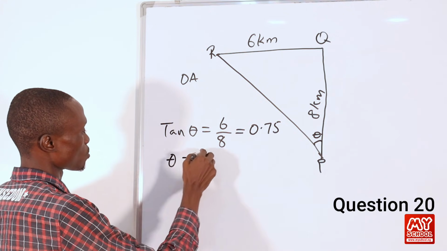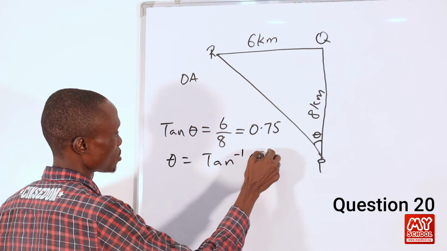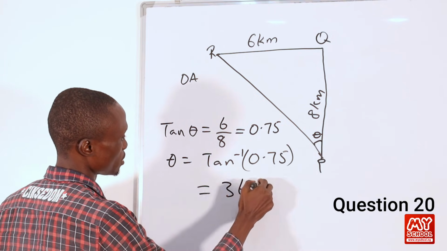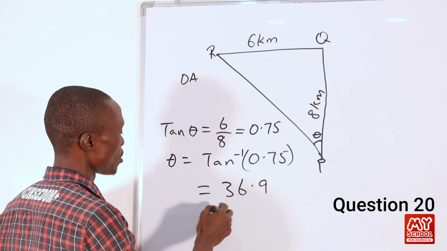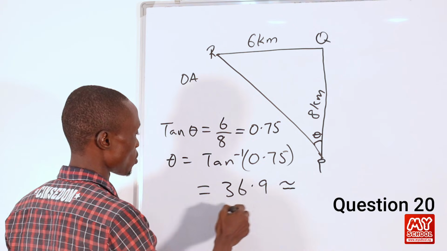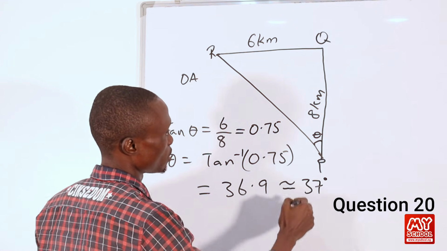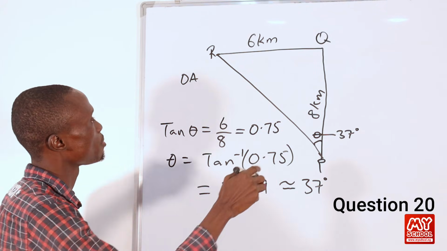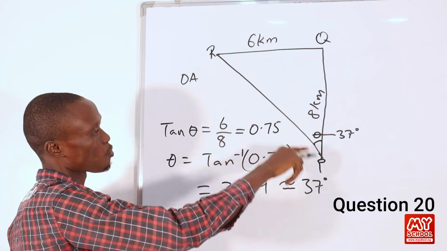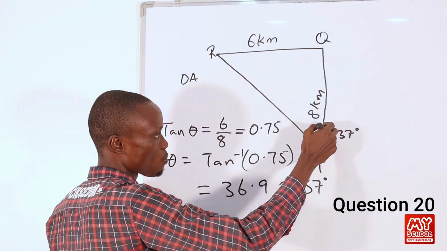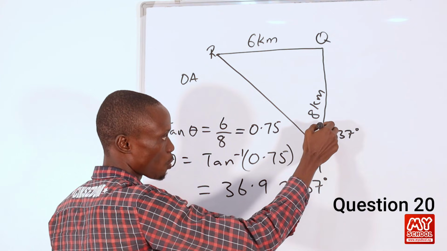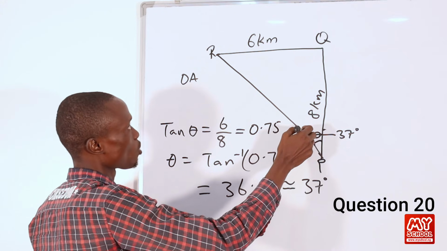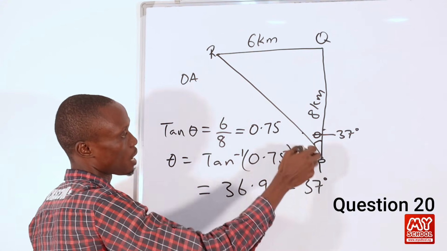So theta is equals to tan inverse of 0.75. Okay, and this will be equals to 36.9. But to the nearest whole number, I think that will give us 37 degrees. So our value for theta here is 37 degrees. Now, since we are looking for the bearing of R from P, so we have to start our measurement from this point, from north, until we get to this line, connecting point R and Q.